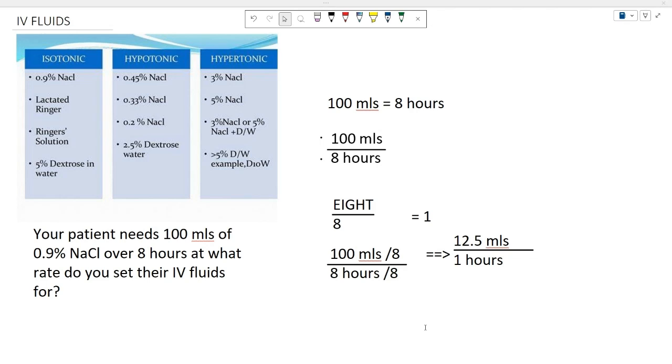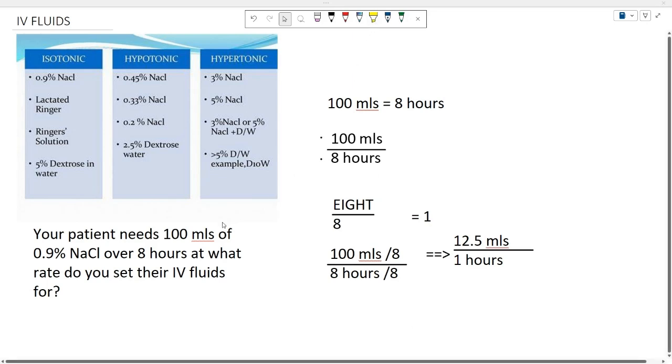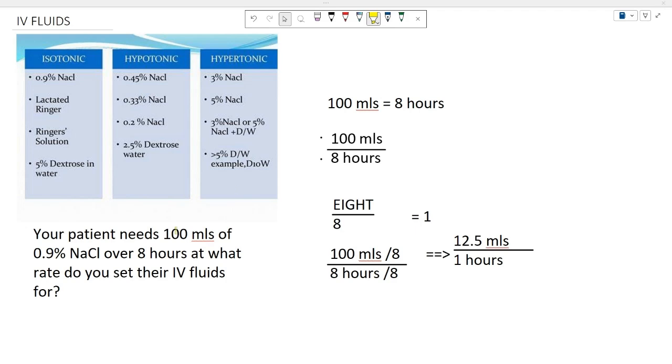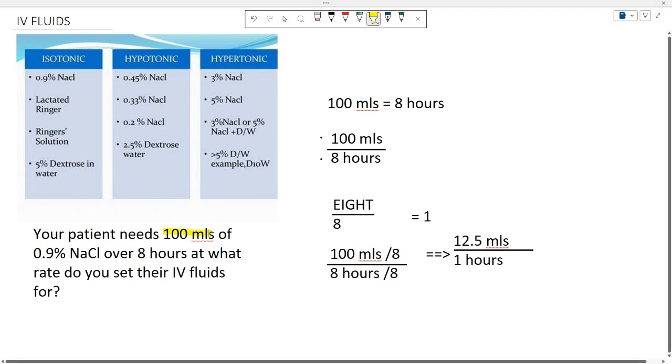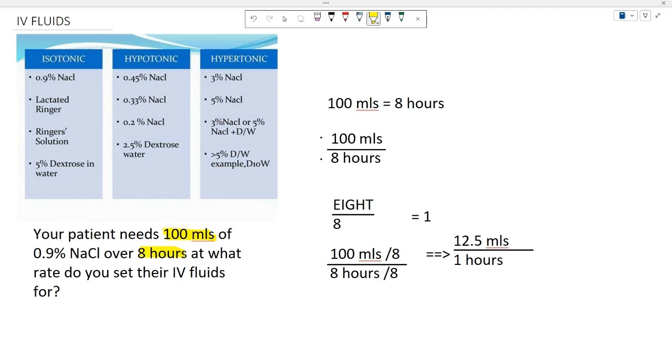If this is just a math problem, I'm going to run you through it and it's going to be pretty straightforward. So you're going to say, hey look, they're getting 100 milliliters of who cares what over 8 hours, right? In terms of math, I don't care what you give them over 8 hours. It could be antifreeze. That's not going to affect anything unless you care about how many milligrams of sodium or glucose or whatever they're getting, right?